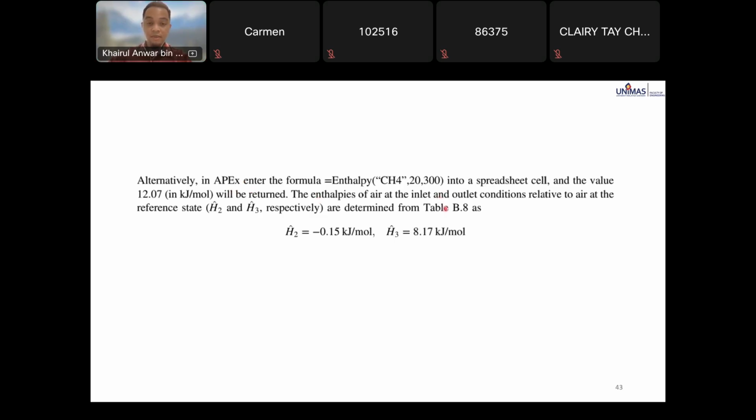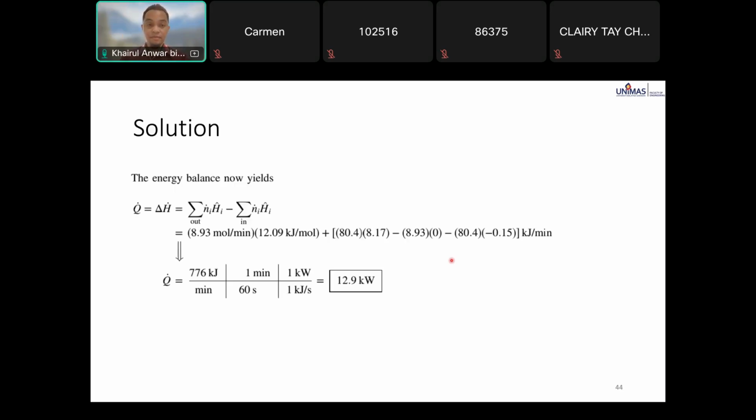Next is enthalpy 2, enthalpy 3. That one refers to table B8, page 652. So H2 equal to negative 0.15 kilojoule per mole. H3 is 8.17 kilojoule per mole. The energy balance now yields Q equal to delta H. So N out H out minus H in. So this value is from the table that you have calculated.